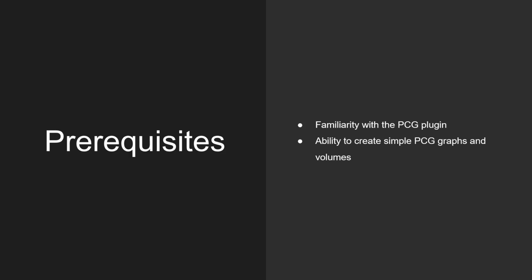Number two, ability to create simple PCG graphs and volumes. So you should also be able to create simple PCG graphs and set up those volumes in levels. This includes familiarity with common PCG nodes, how to combine nodes together or link them together to generate outputs, and how to modify parameters on nodes to modify outputs that are seen in the level. Having a basic understanding of these fundamentals will help with understanding this tutorial much better. However, with that being said, I will still be explaining the reasoning behind actions that I take while developing the PCG graphs.